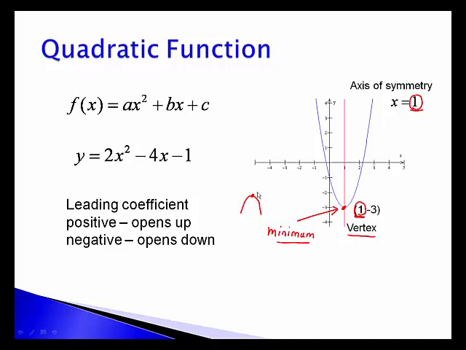Got any guesses for what this one might be called over here? Well, hopefully you're thinking maybe a maximum, and you would be right. So if your parabola opens down, it still has a vertex, but this time it turns out to be a maximum. And that's going to be important to us in a little while. Let's look now at another quadratic function.